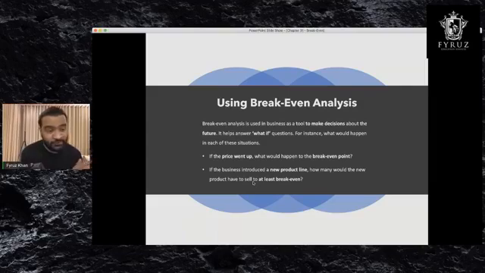Okay, let's say you've made a phone, and you know the break-even point of the phone, but what's the break-even point of a tablet? So it tells you the break-even point of different products that you make in your company, right?